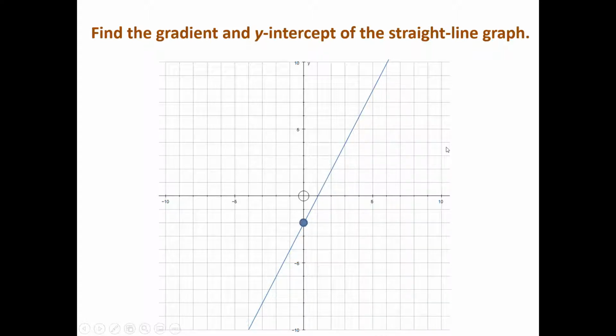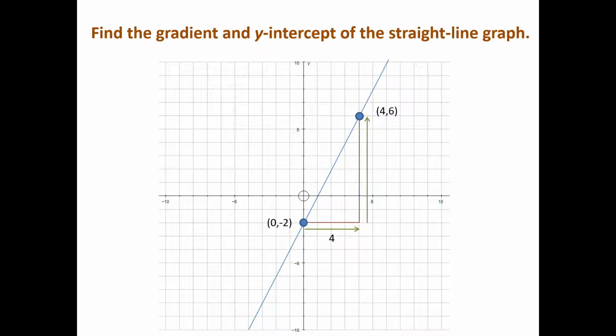So for example, we could choose this point and this point. Make sure that you can read them exactly. Then the gradient is found by finding the change in x and the change in y. So we see how far along and how far up or down we need to go. So we're going in the positive x direction and we're going in the positive y direction for this one. And we count how far we've gone. Use the scale to do this.